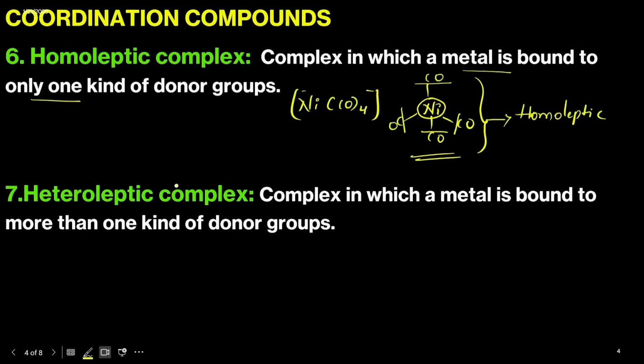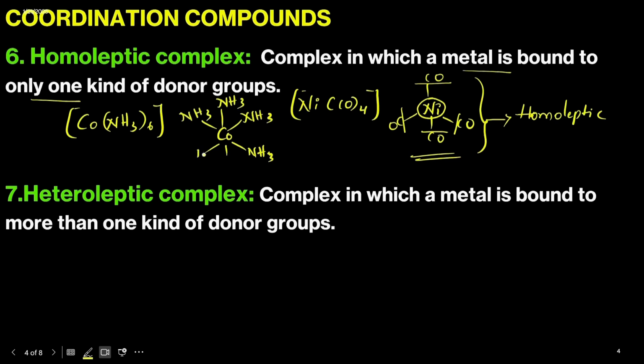Homoleptic complex. We will take one more example, that is [Co(NH3)6]. Okay, this is the coordination compound. In this compound, if you write the structure, okay, Co is the central metal atom to which 6 NH3 ligands are attached. Okay, here NH3, 6 NH3 ligands are attached. So, in all 6 ligands, nitrogen is the donor atom. Therefore, here the metal cobalt is bound to only one kind of donor atom. Therefore, it is a homoleptic complex.